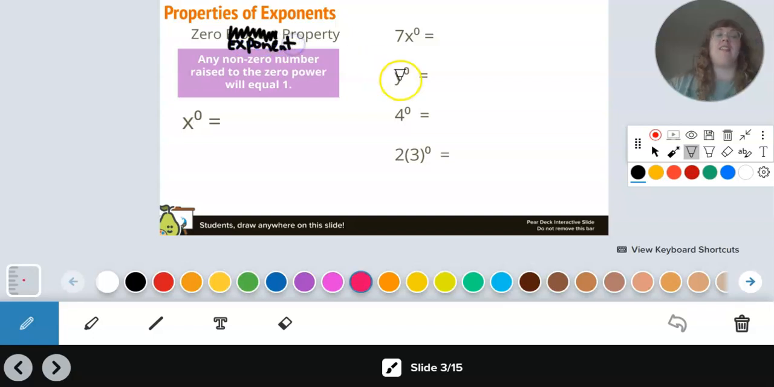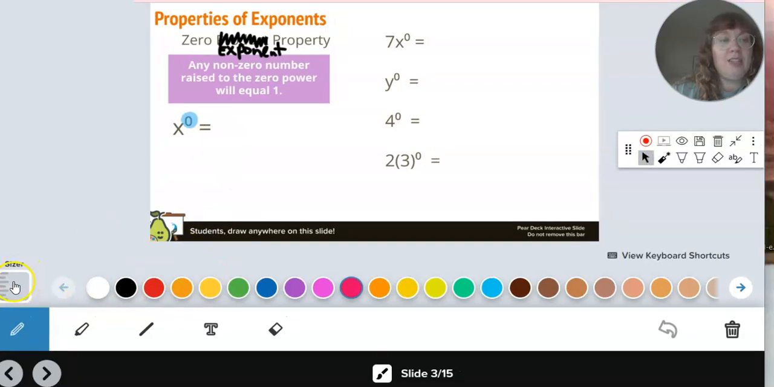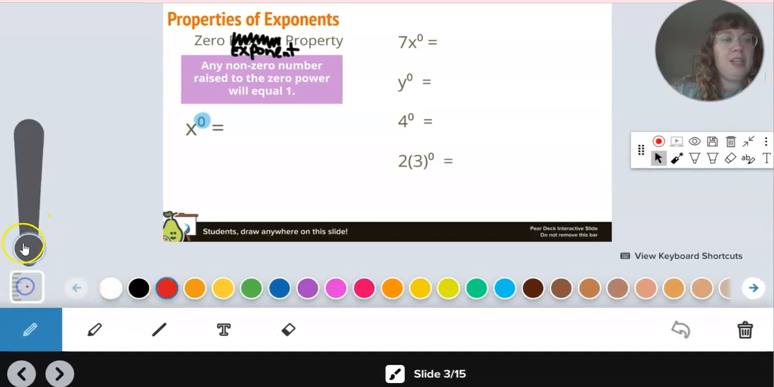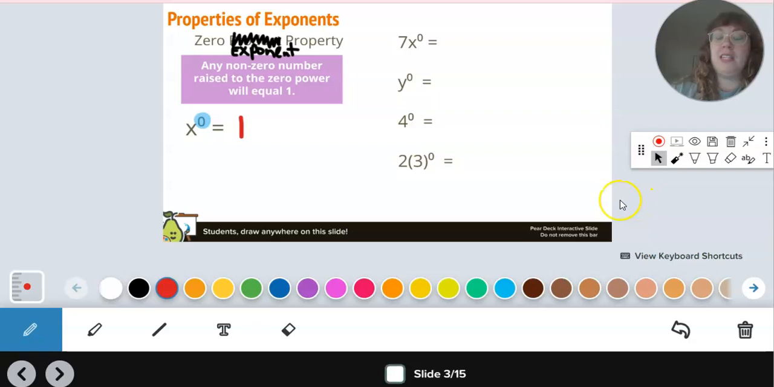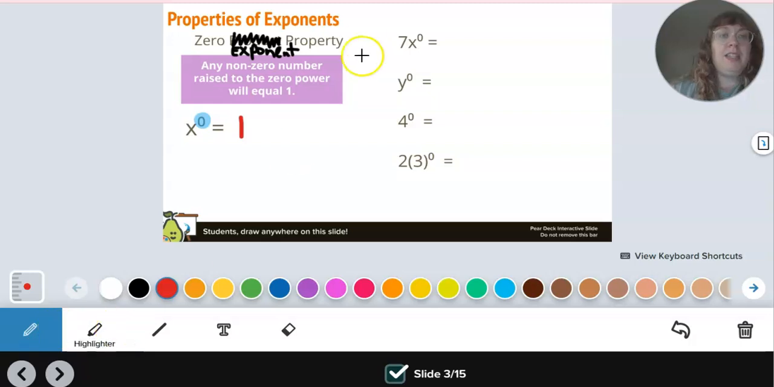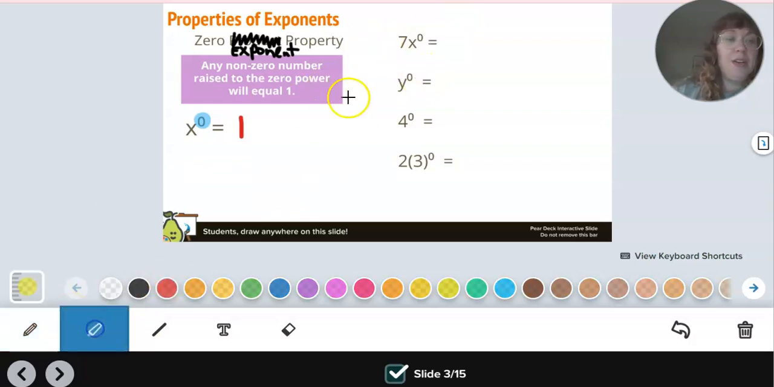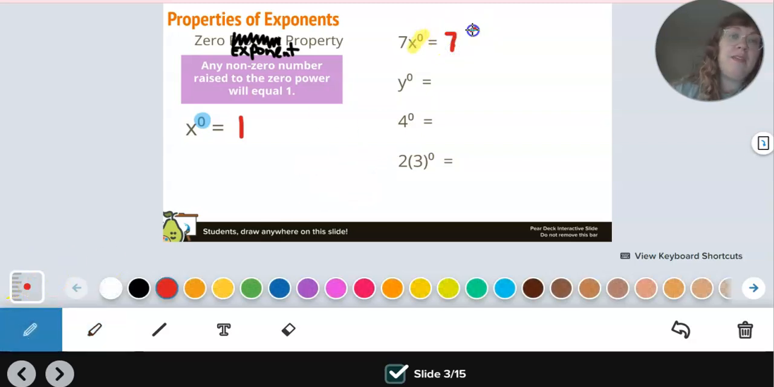And what it tells us is that any non-zero number raised to the 0 power is equal to 1. So anything that's raised to an exponent of 0, like we have here, just equals 1. So x to the 0 power is 1. 7 times x to the 0 power. So first we would do x to the 0 power, which is just 1. So we have 7 times 1, which would get us 7.